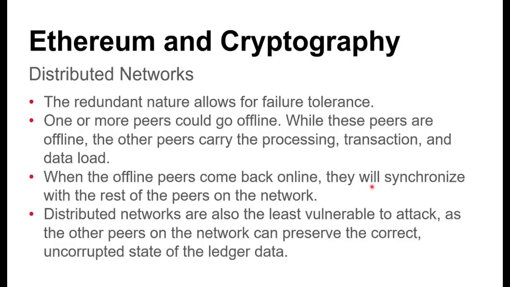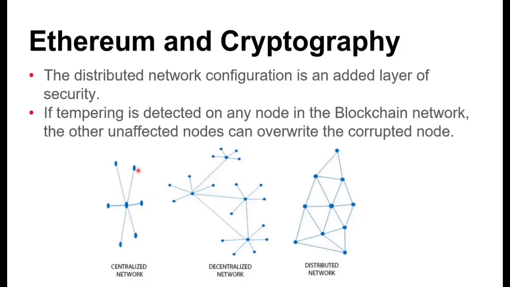The redundant nature allows for fault tolerance. And if one or more peers go offline, other nodes can go in and take their place. And when the offline node comes back online, they'll synchronize with the rest of the peers on the network. Distributed networks are also the least vulnerable to attack, because once an attack is detected, those nodes will just be brought off the network. And if they do come back on, they will be overwritten with the uncorrupted state of the ledger, the latest uncorrupted state of the ledger. And again, we looked at centralized networks, decentralized networks, and distributed networks.